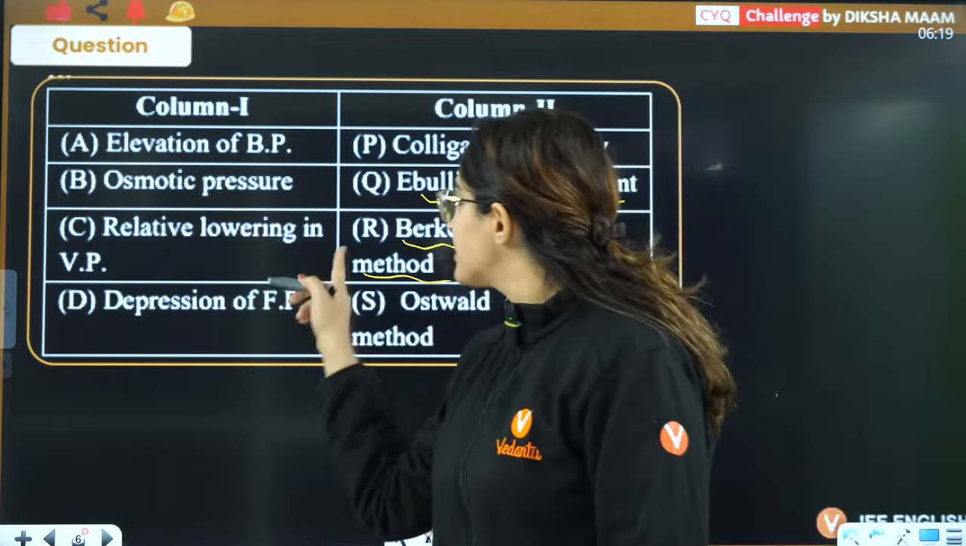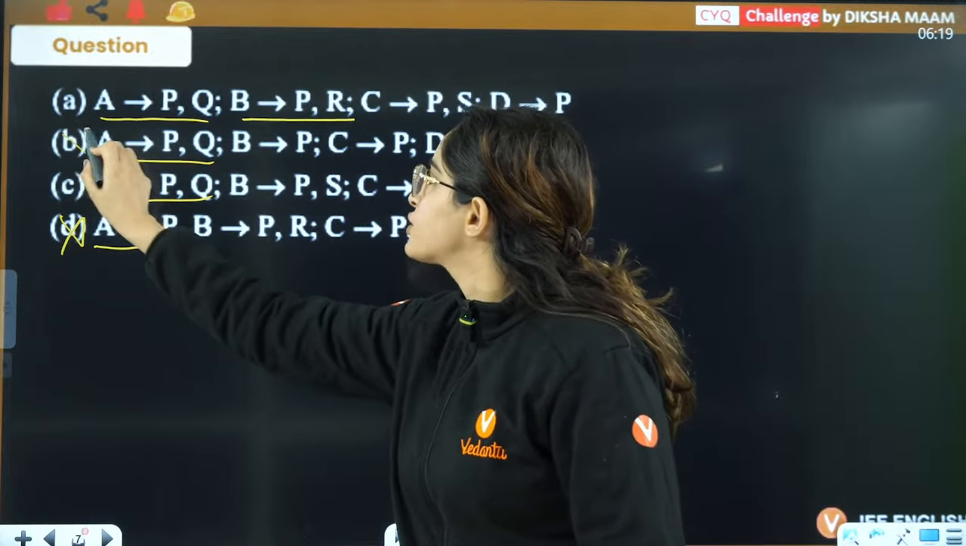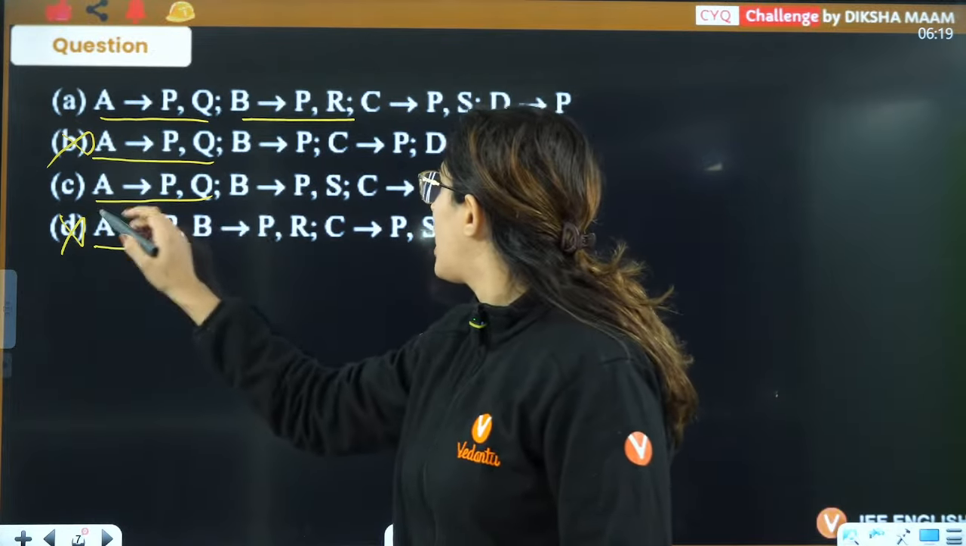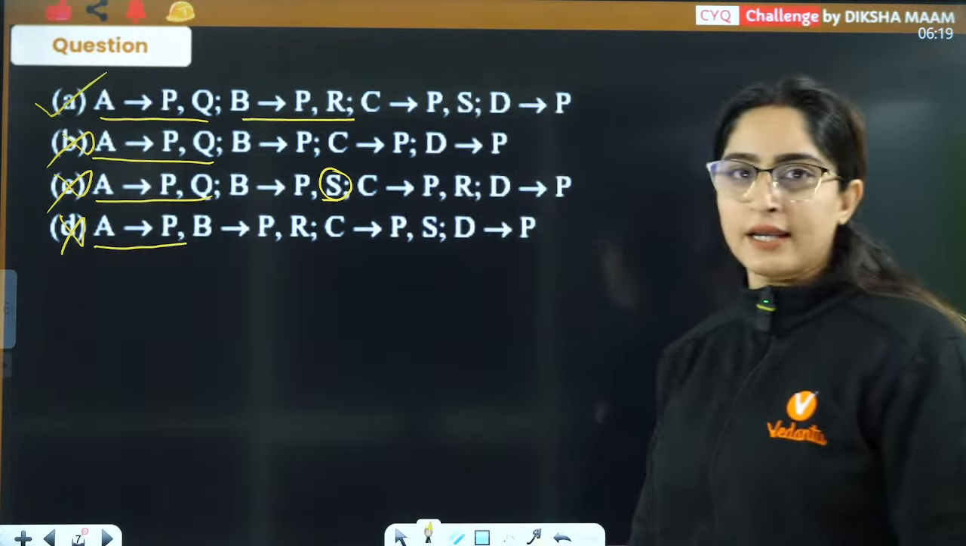Then B is equal to R here. So B is R, B is not R here, so this will be eliminated. B is also not R. B is S here, so this will also be eliminated. So A is the correct answer.